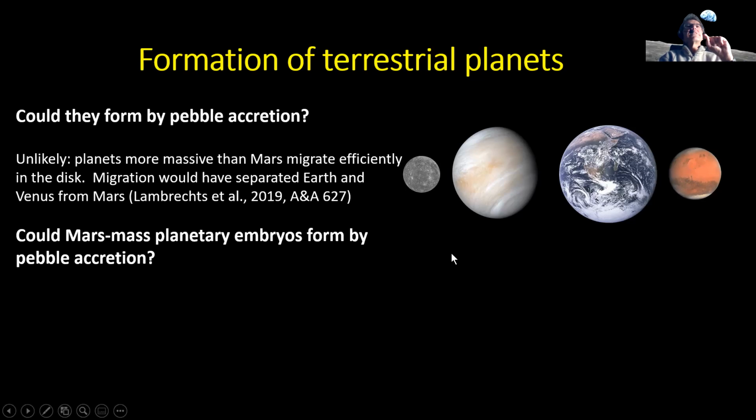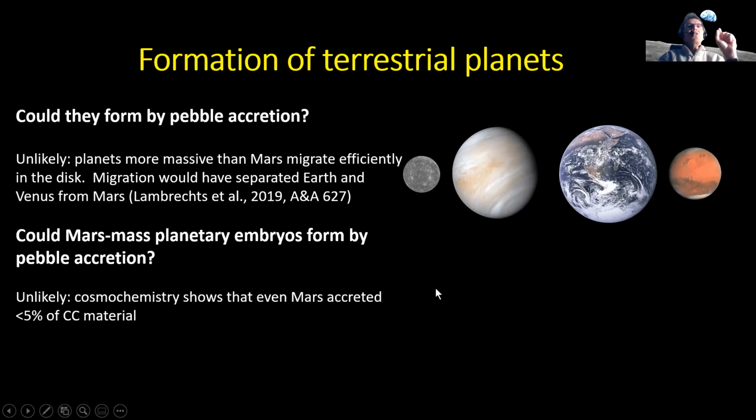But even this is unlikely, because as I showed in the first part of my lecture, using this dichotomy in isotopes, one can constrain that even Mars accreted less than 5% of its mass from carbonaceous material coming from the outer disk. So the contribution of dust coming from the outer disk gives an upper bound to the amount of mass accreted by pebble accretion, and it is really very small.